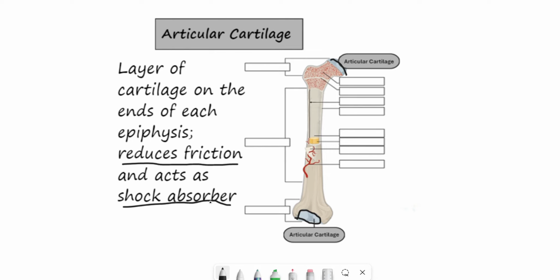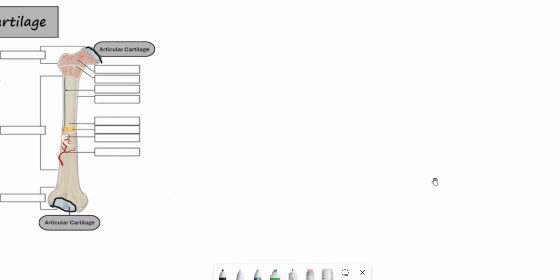Like I said, these both reduce friction, act as a shock absorber, and they're made of cartilage, which is more flexible and better for movement, shock absorption, and friction reduction, as compared to your osseous tissue, your bone tissue, just regular bone. It serves to preserve the bone and give it a longer life.